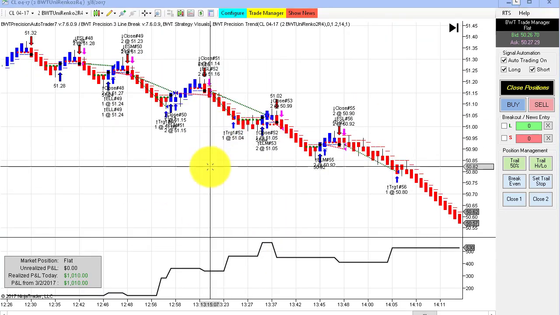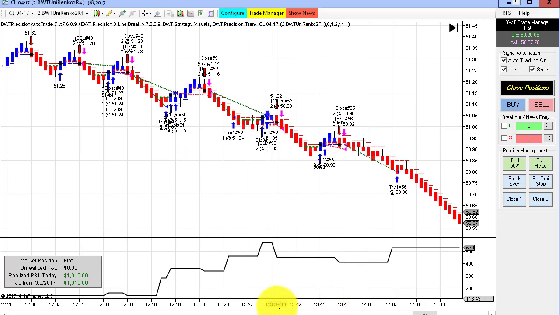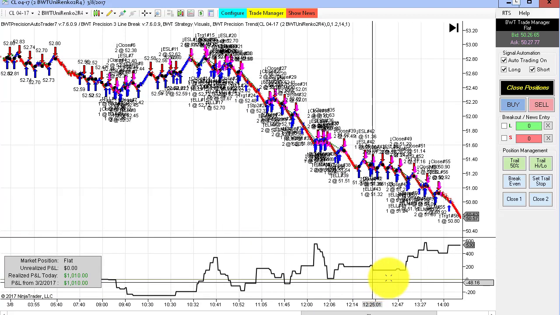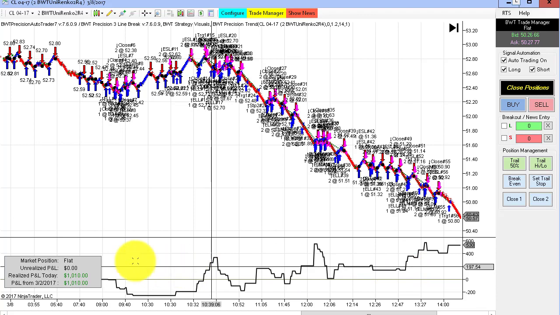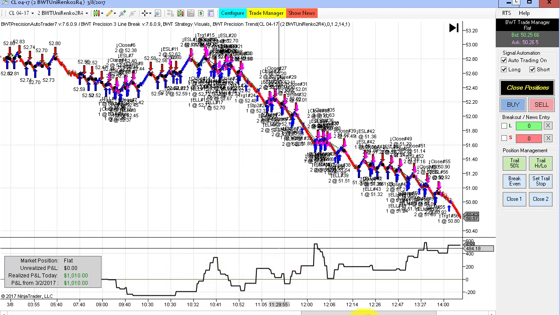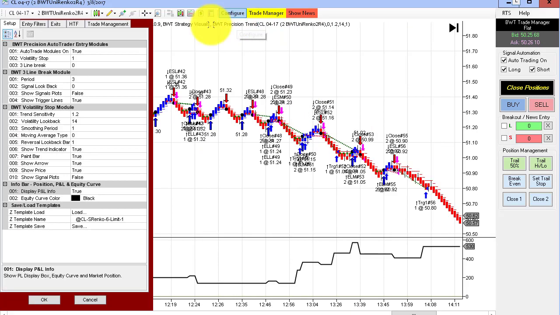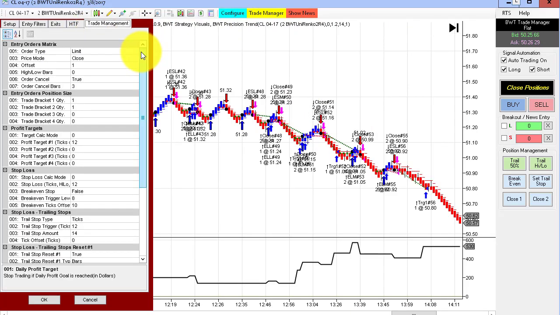Next up is the crude oil on the Uni Renko chart, and this had a number of trades and ran up to $1,000 on two contracts. If I bring the equity curve up here, we had a little bit of a drawdown at the open, but recovered it to finish very nicely. This trades quite a bit because we're using a limit order minus only one tick.